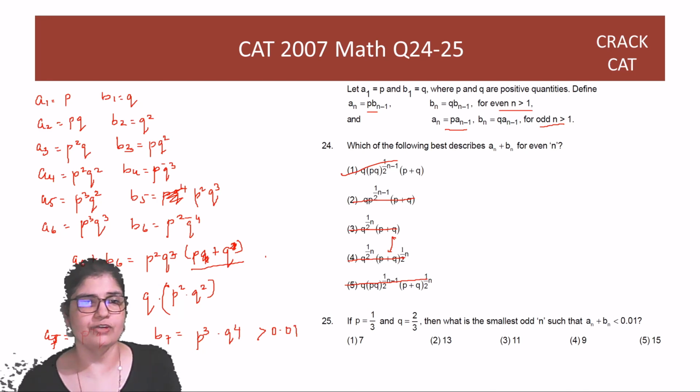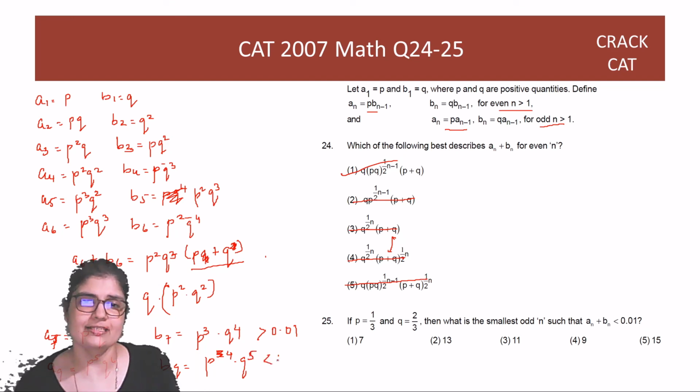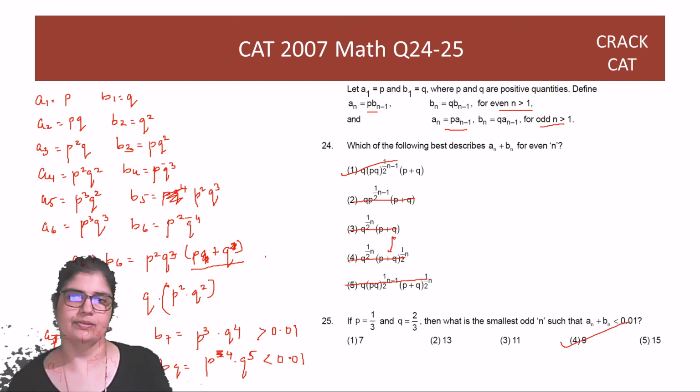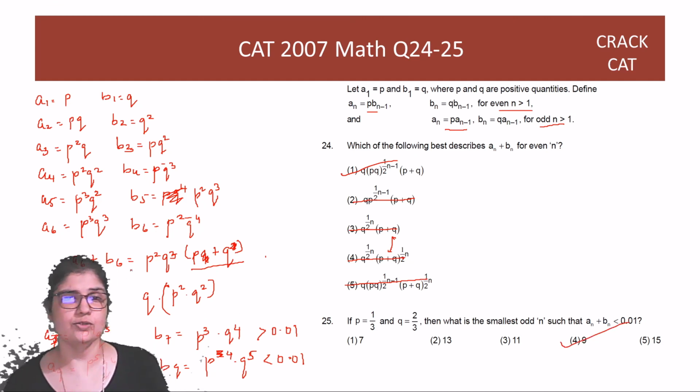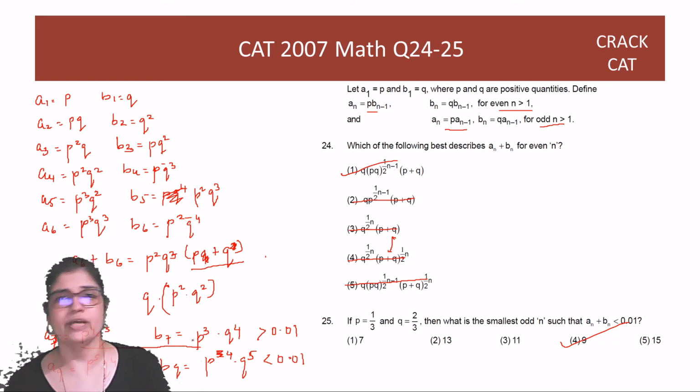And then when you check for a9 पे this will work out to be p raised to 5 q raised to 4, and b9 will work out to be p raised to 5, sorry, 1 ka difference, right? So 4 and q raised to 5. So when you add this, then this is less than 0.01. So answer is 9. So it's very tedious, guys, because you have to find the pattern, and of course you can use the calculator here, but it's just too time consuming to solve.